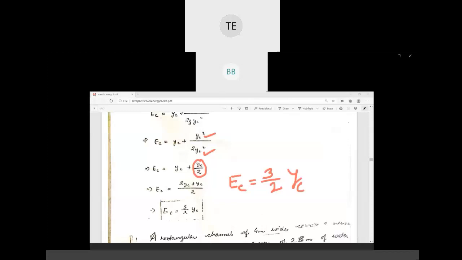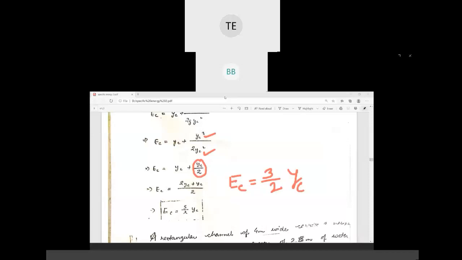So you go through the derivation once again and see if you have any doubts. Then you can ask me, or if you don't have, then we will move on to the numericals.